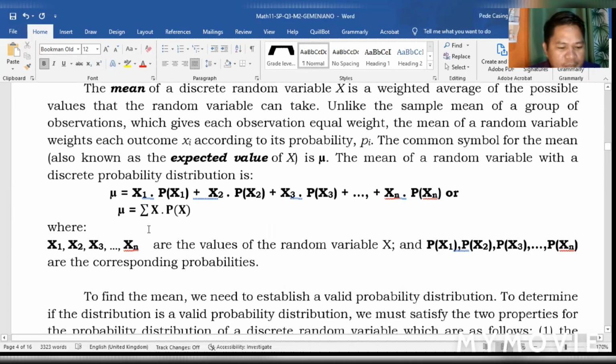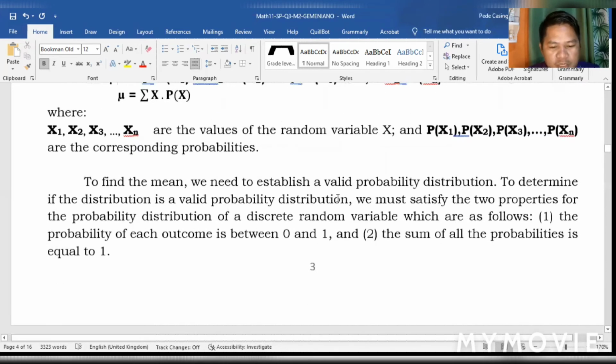Or the mean is equal to the summation of x times P of x. You have to multiply the values for x and P of x. After multiplying, you get the sum so that you can get the mean. Here x sub 1, x sub 2, x sub 3, and x sub n are the values of the random variable x, and P of x sub 1, P of x sub 2, P of x sub 3, P of x sub n are the corresponding probabilities.